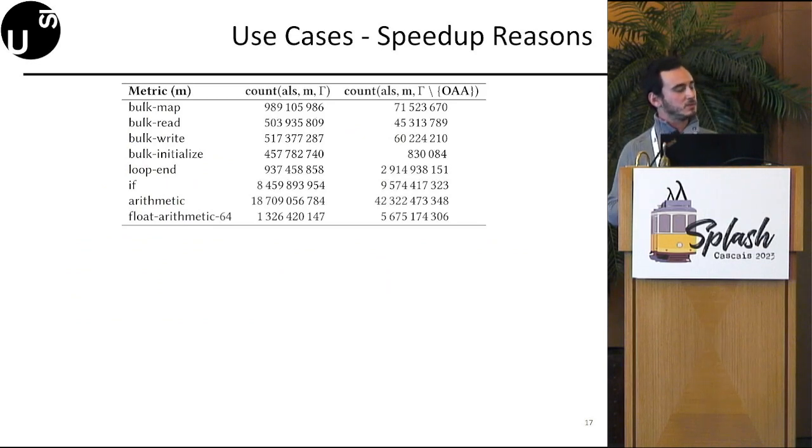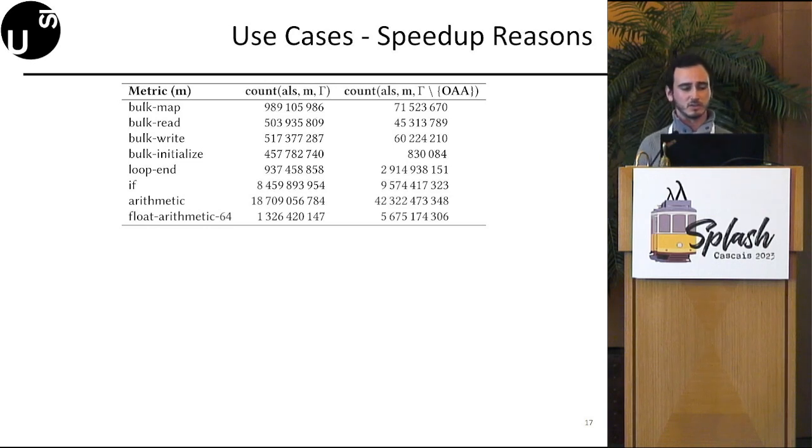In this table, you can find in the first column all and only the metrics that significantly differ between the two executions. In particular, you can find some bulk metrics that are related to vectorization, and some other metrics that are, for example, loop end, if, and arithmetics.